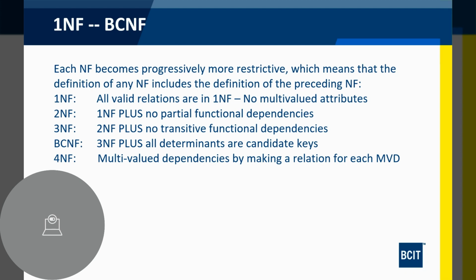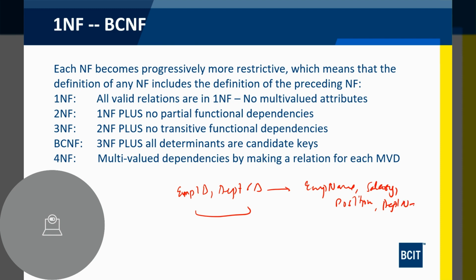Now we have BCNF. In BCNF, we consider all the determinants as candidate keys. So, for example, if in our table we have employee ID and department number as a candidate key, this will be our BCNF, and we will create employee name, salary, position, and so on. Or department name, etc. So you can provide more information here, and these two are mostly used in complex databases.